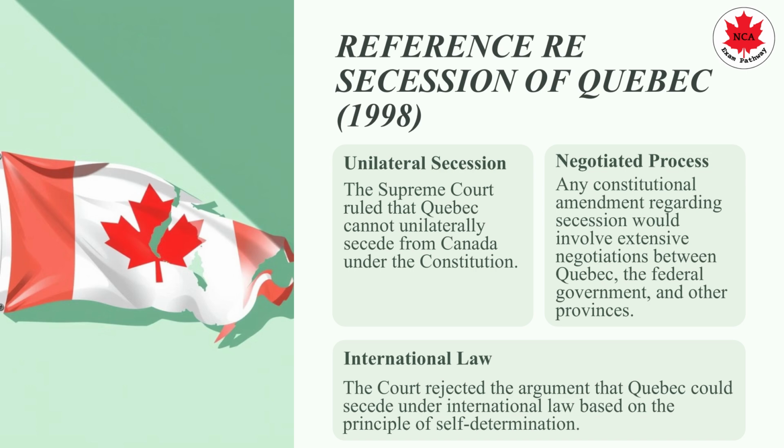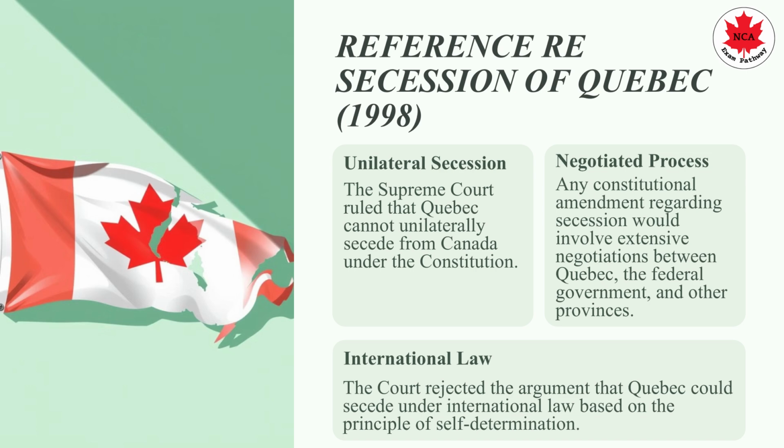This provision is used for significant constitutional amendments that impact the entire country. And Section 41, that is the unanimity procedure, would also apply because secession would affect several key elements of the constitution, including the office of the Queen, composition of the Supreme Court, or amendments to the amending formula itself.